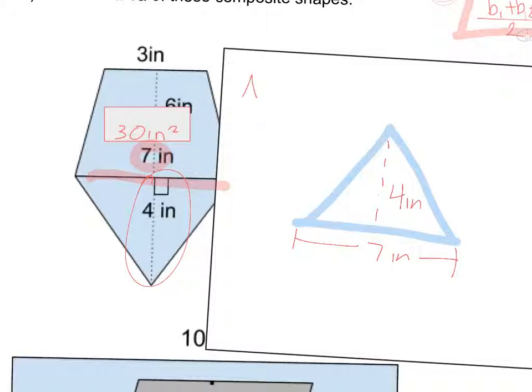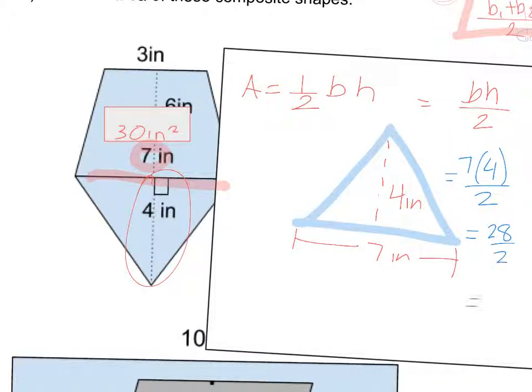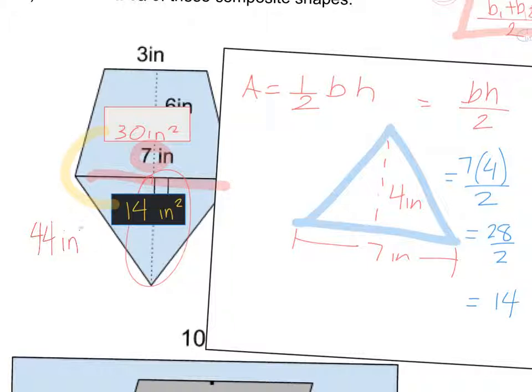Well, the area of a triangle is 1/2 base times height, or if you want to think of it as base times height and then divided by 2. The base is 7, the height is 4. 7 times 4 divided by 2 is the same thing as 28 divided by 2, which is 14 square inches. So the area of the triangle is going to be 14 square inches. And that means that the area of the whole figure is going to be the sum of these two, which is 30 plus 14, and that's 44 square inches.